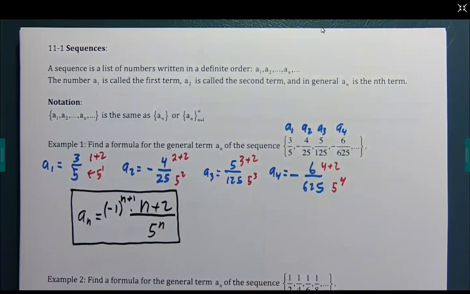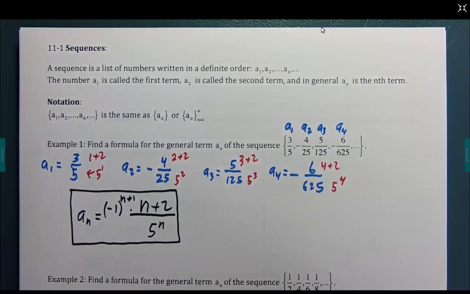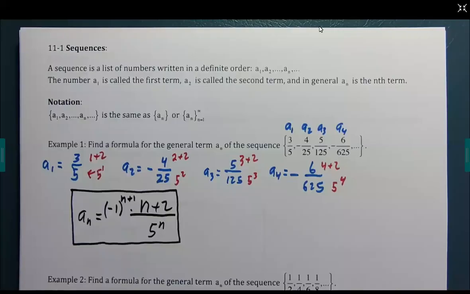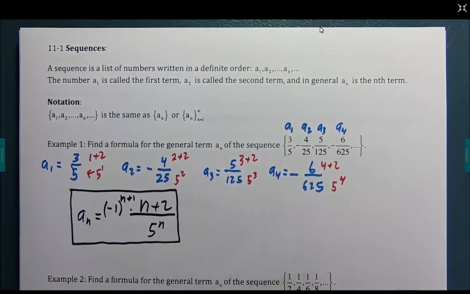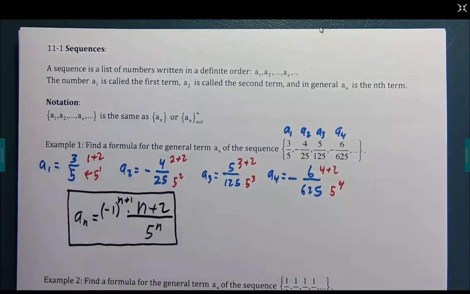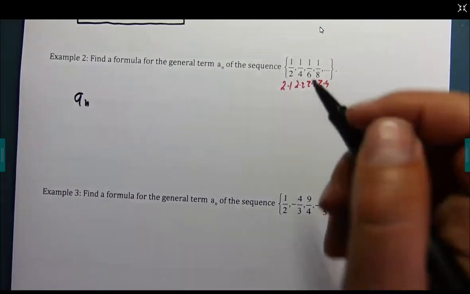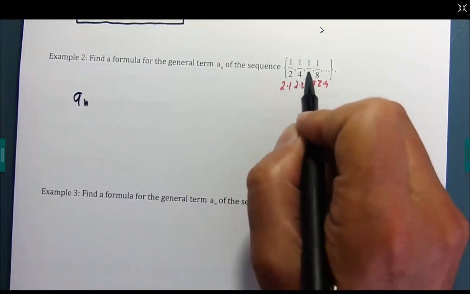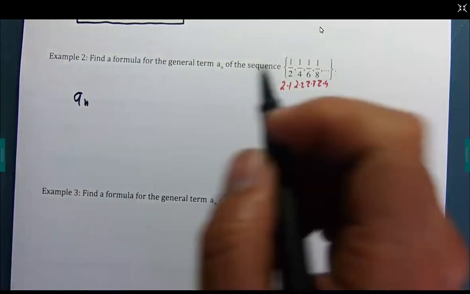This next one is a little bit more simple. It's looking like the denominator is going up by 2 each time. And it's going to start with, here. So I'm going to view this, I'll break it down like I did before. This is 2 times 1, this is 2 times 2, 2 times 3, 2 times 4, and so on. This denominator here is 2 times 1, 2 times 2, 2 times 3, 2 times 4. So it looks like it's 2 times the counter number.